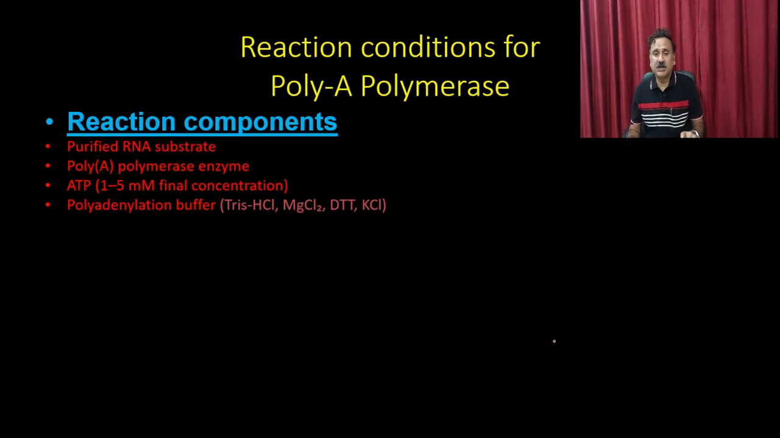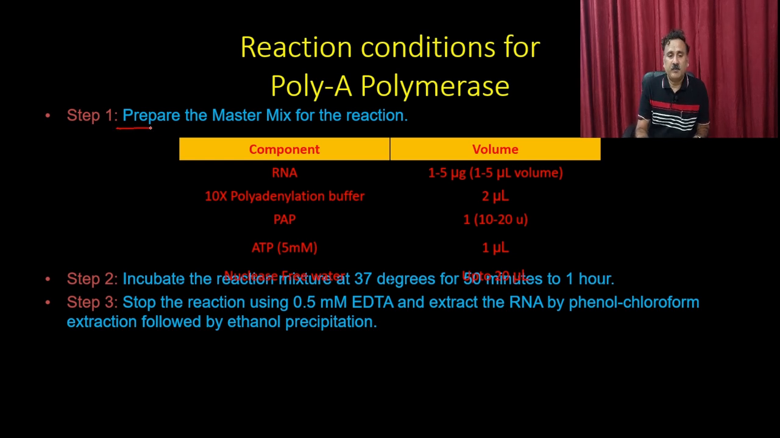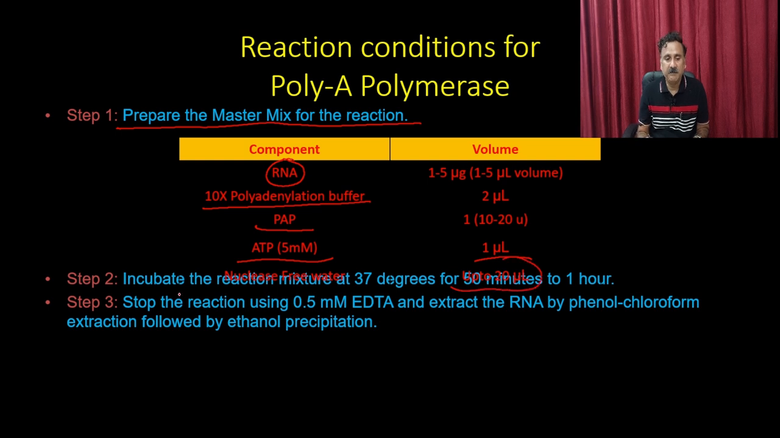Now, how are you going to set up the reactions for this particular enzyme? You require the purified RNA, the enzyme, the ATP, and the buffers. First you are going to prepare the master mix with the following components: the RNA, the buffers, the enzyme, and the ATP, and the final volume would be 20 microliter. Then you incubate the reaction mixture at 37 degrees Celsius for 1 hour.